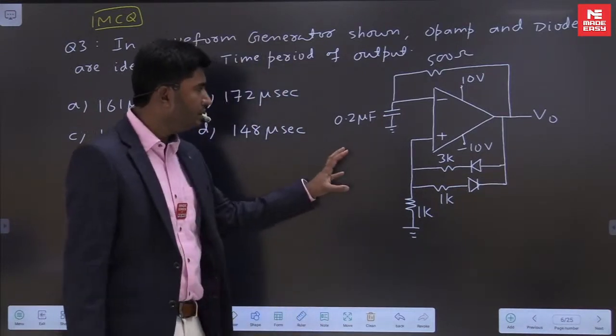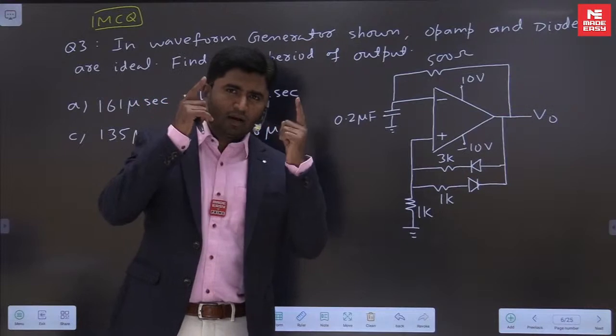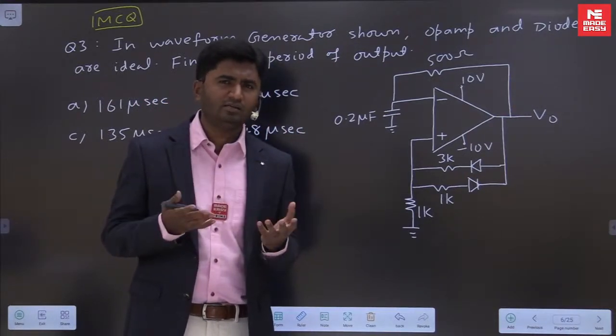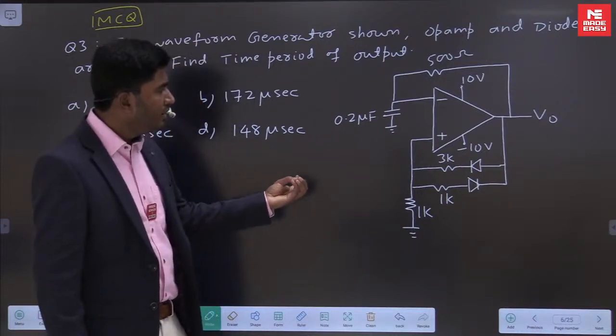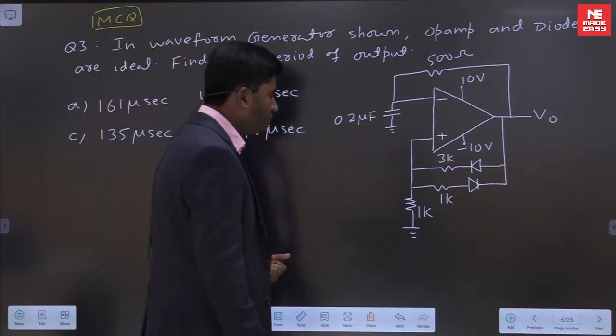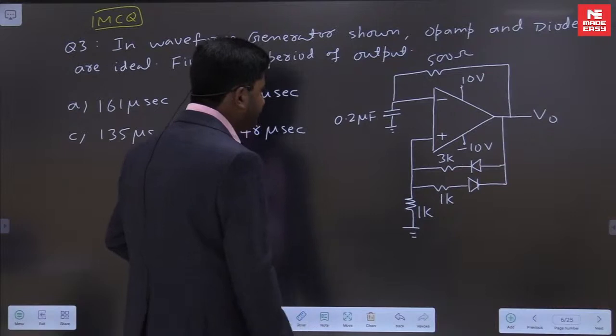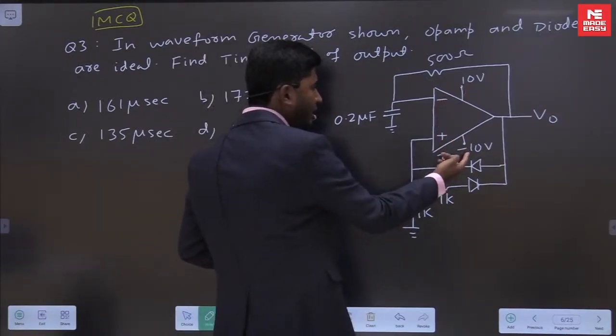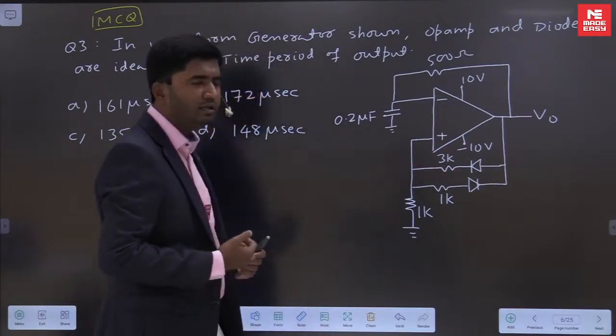Once you look at the circuit, that idea should come in our mind: what type of output will that circuit give us? It is a standard circuit, astable multivibrator. It will provide square wave output, and that output will vary between plus 10 and minus 10.